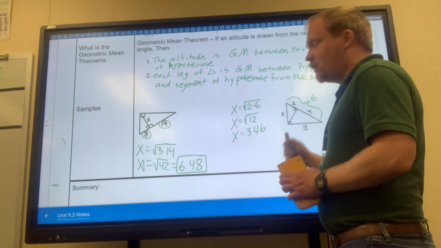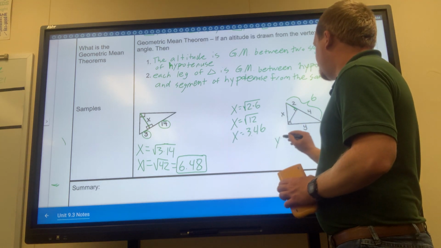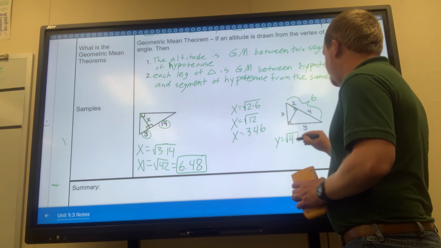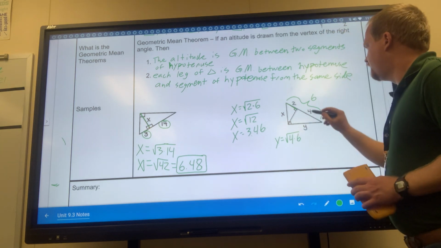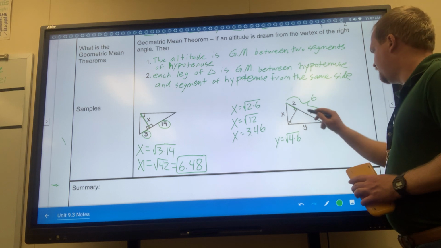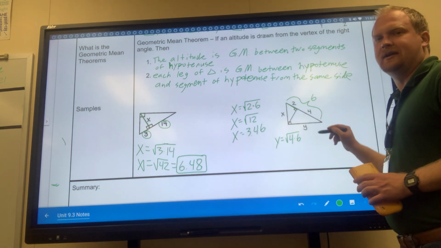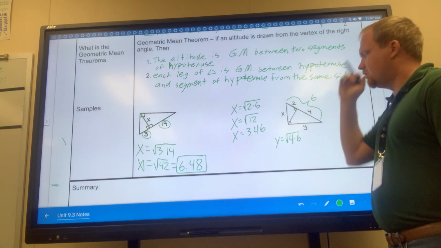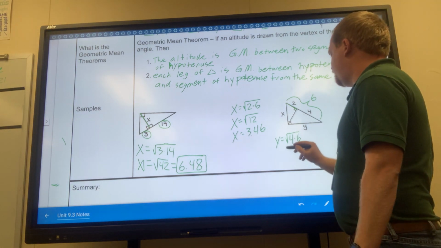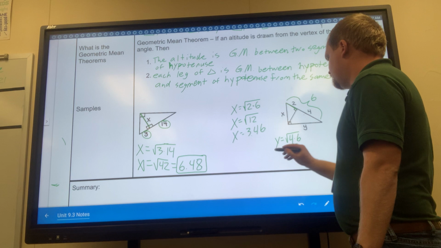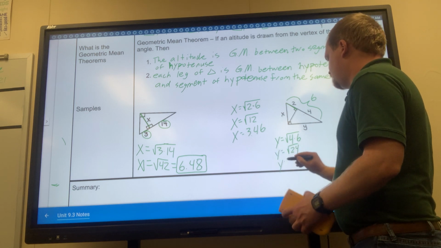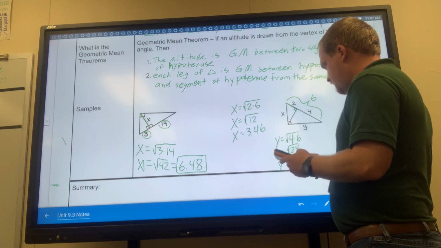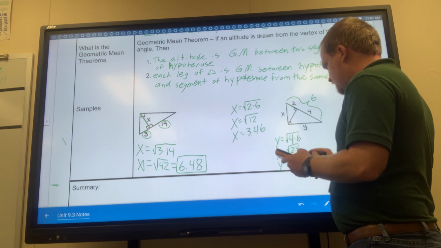Now, if I'm solving for y, I'm doing y equals the square root of 4 times 6, because now the 4 is on this side with the y. But I still multiply by 6. So 4 times 6 is 24. The square root of 24 is 4.89.